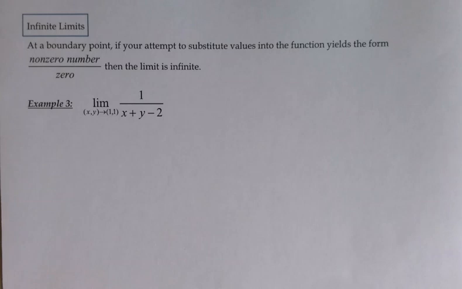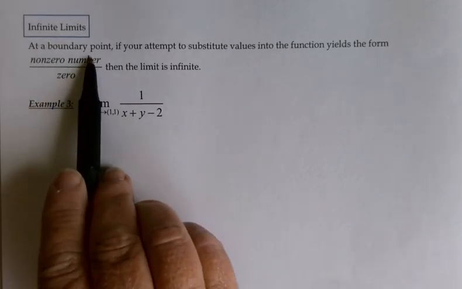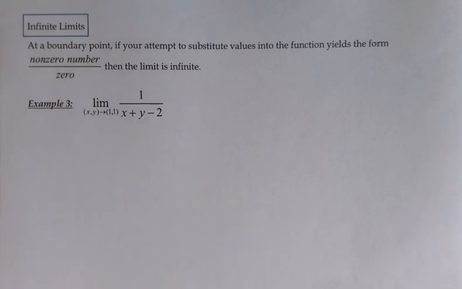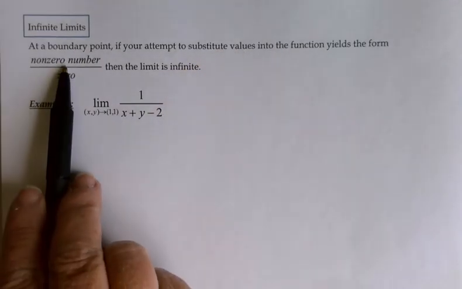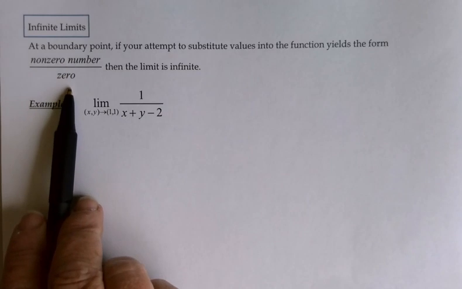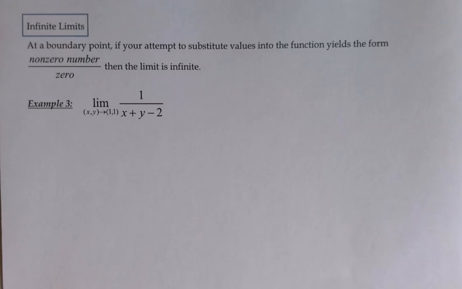Continue with section 12.3. This is part 2. And we're now going to look at infinite limits. At a boundary point, we've already seen that typically if we attempt to substitute our values in and we get an indeterminate form, like 0 over 0, we can usually do some algebra and find a finite limit. However, what if we try to substitute our values in and instead we get some non-zero number over 0? That's an indication that the limit is probably infinite.